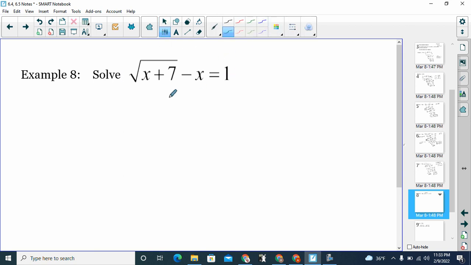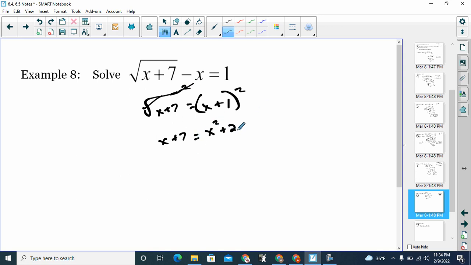We want to add x to both sides, giving us square root of x plus 7 equals x plus 1. Squaring both sides gives me x plus 7 equals x squared plus 2x plus 1. Again, to square a binomial, we square the first one, we multiply them together, which would be 1x, and then double it, and then square the last one.